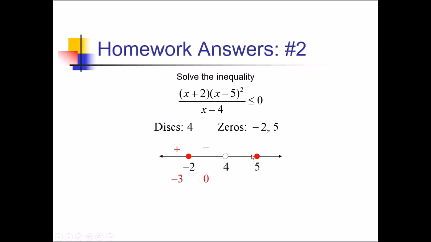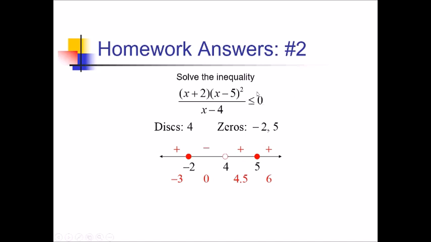Between 4 and 5, a little bit tricky. I'm going to use 4.5 for that. 4.5 plus 2 is positive. 4.5 minus 4, also positive. Two positives gives me a positive. And to the right of 5, let me use 6. 6 plus 2, 6 minus 4, those are both coming out positive, so the whole thing then will be positive.